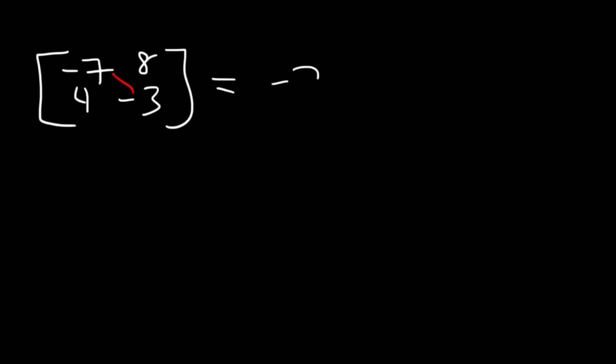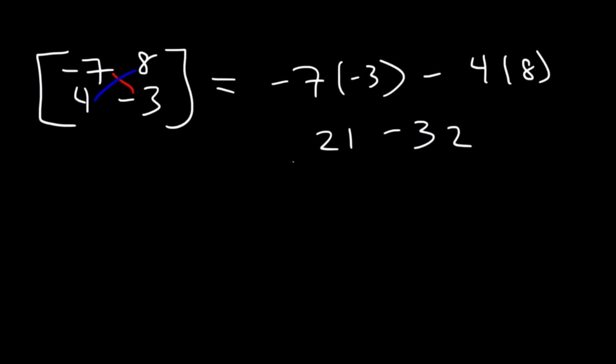Now it's your turn. For the sake of practice, try this one: negative 7, 8, 4, negative 3. So it's going to be negative 7 times negative 3, and then minus 4 times 8. Negative 7 times negative 3, that's 21. Negative 4 times 8 is negative 32. 21 minus 32 is negative 11. So that's how you can find the determinant of a 2x2 matrix.